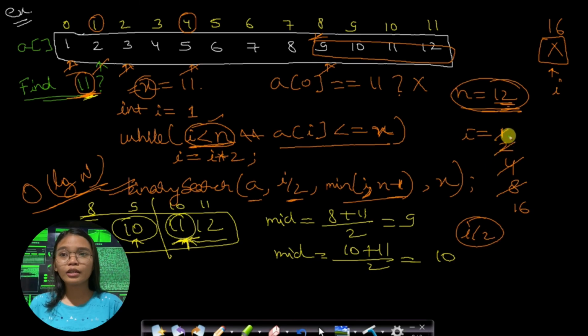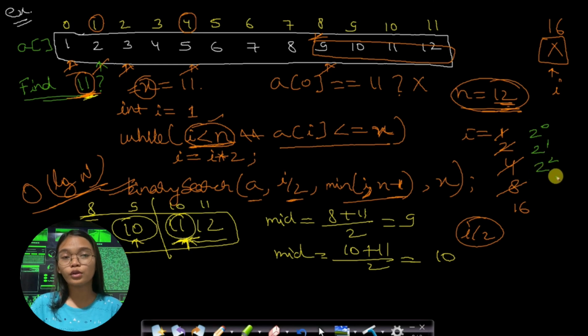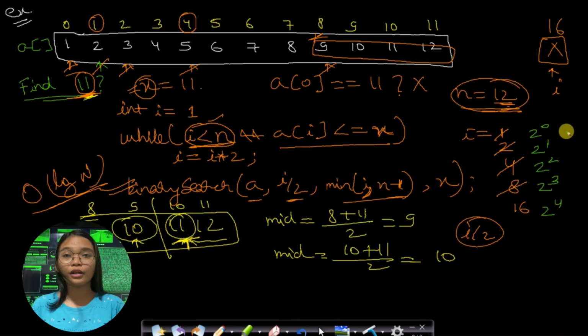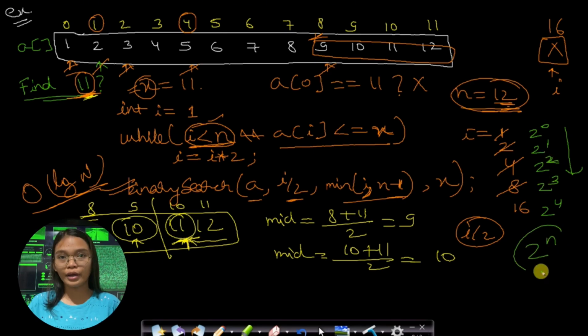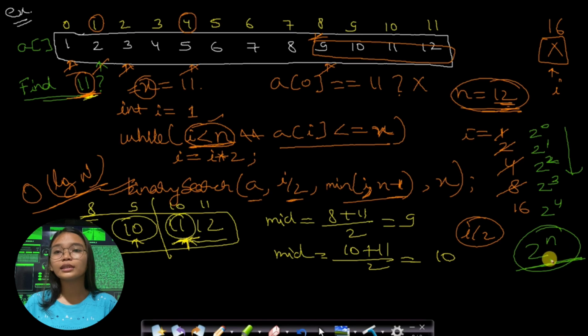You can see that here i's value was initially 1, which can be taken as 2 to the power 0. Then i's value increased to 2 to the power of 1, then 2 to the power of 2, then 2 to the power of 3, then 2 to the power of 4. You can see that i's value is increasing exponentially. It is increasing in the order of 2 to the power n. So this increment is exponential.